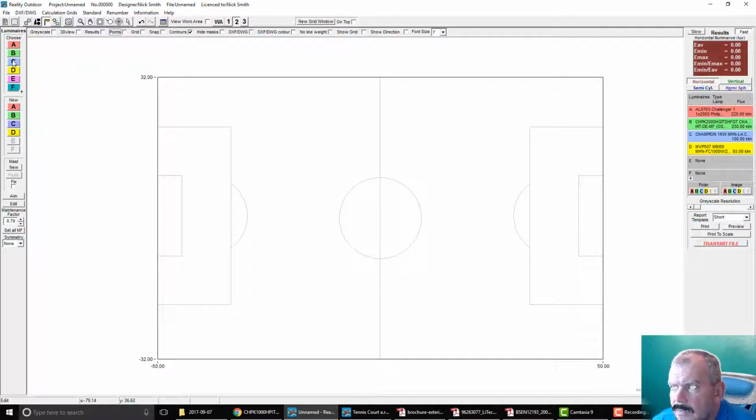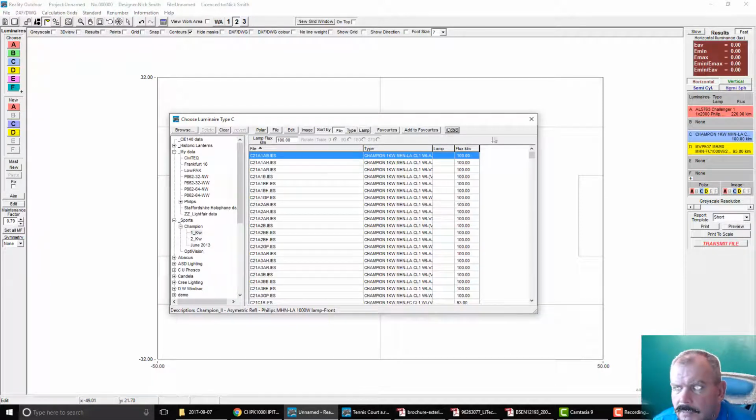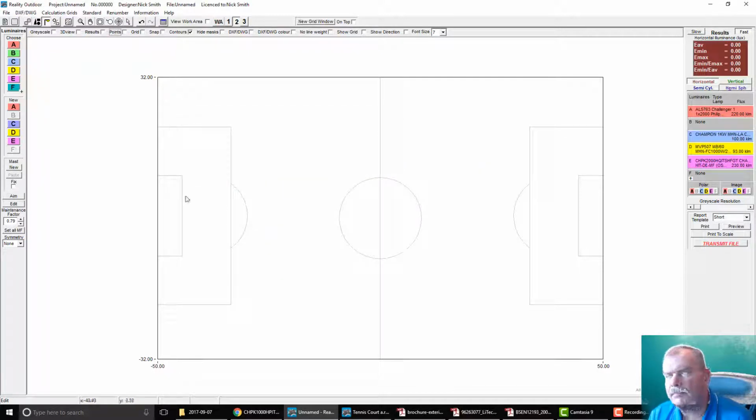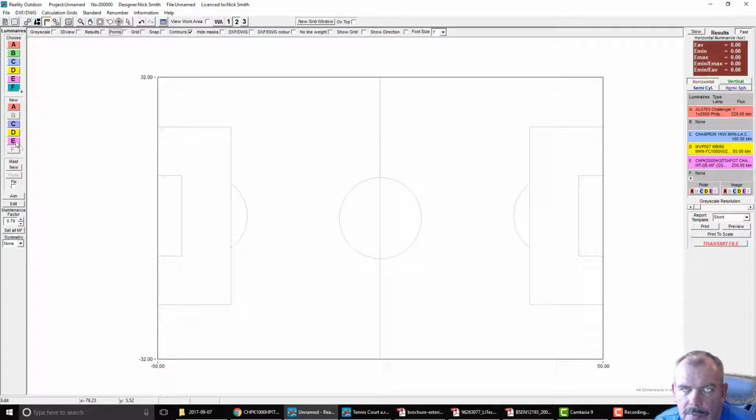Which one was the one I was looking at? Is it C? Nope. Maybe it was E. So this is a situation with a floodlight that was actually part of a design that one of our users sent through. And what I'm going to do is position that in the middle of the pitch. I've set up a calculation grid here.